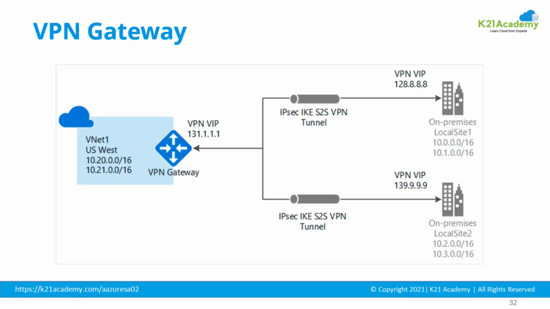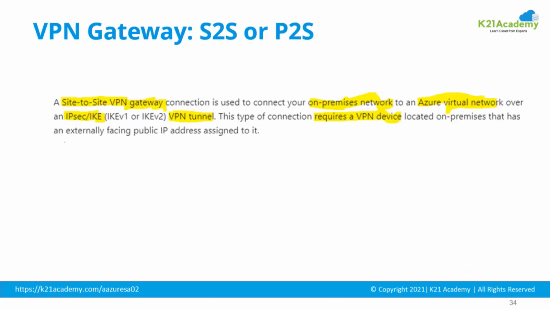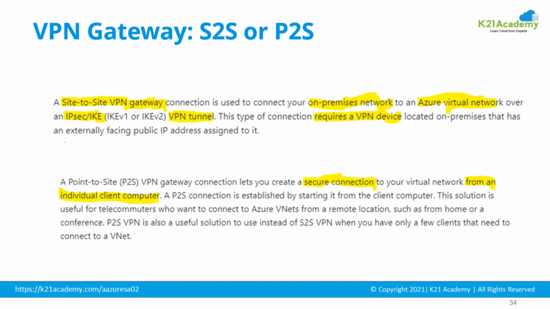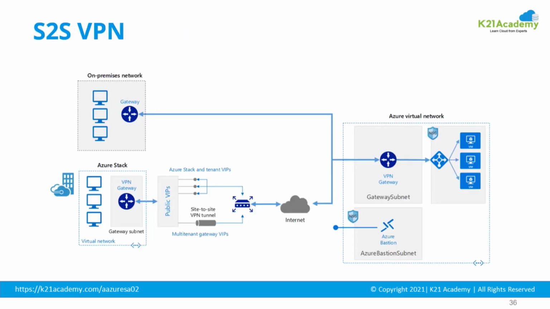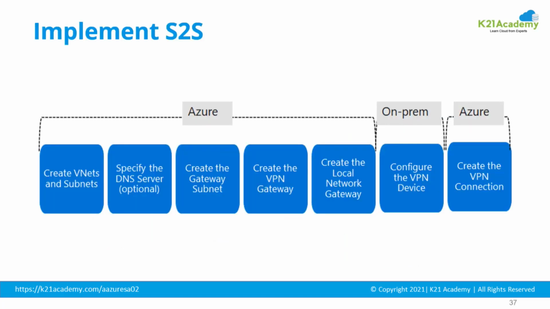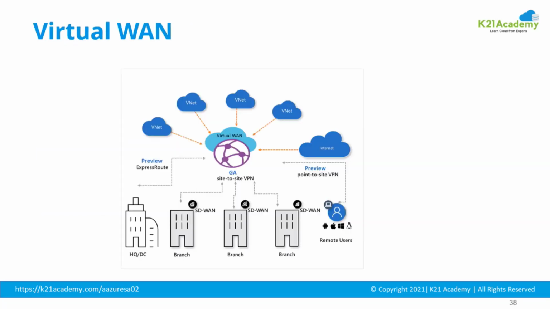We are going to look at VPN Gateway, or Virtual Private Network. VPN stands for Virtual Private Network Gateway. How do you configure it? There are two types of gateways, S2S and P2S. We are going to cover both site to site and point to site, what these configurations are, and also a very high level overview of what things are required in order to implement S2S.